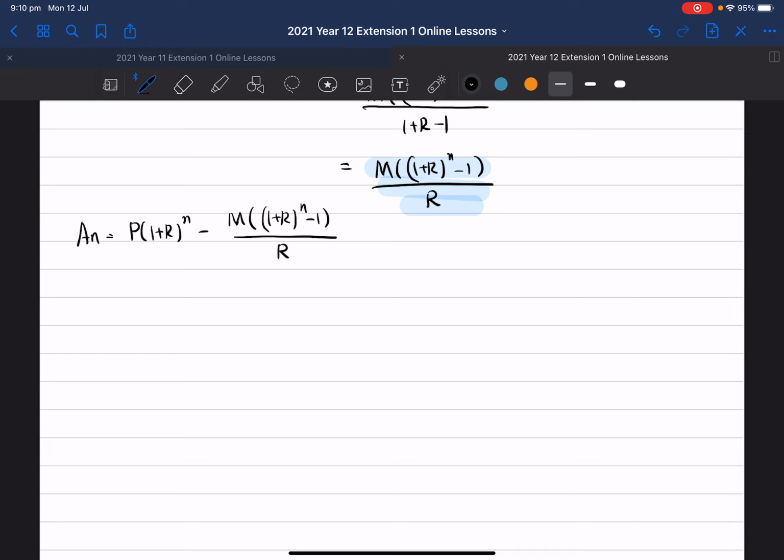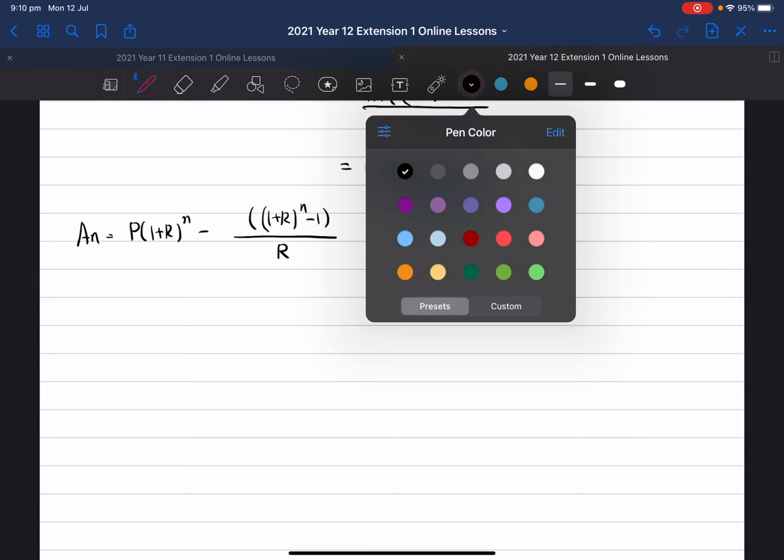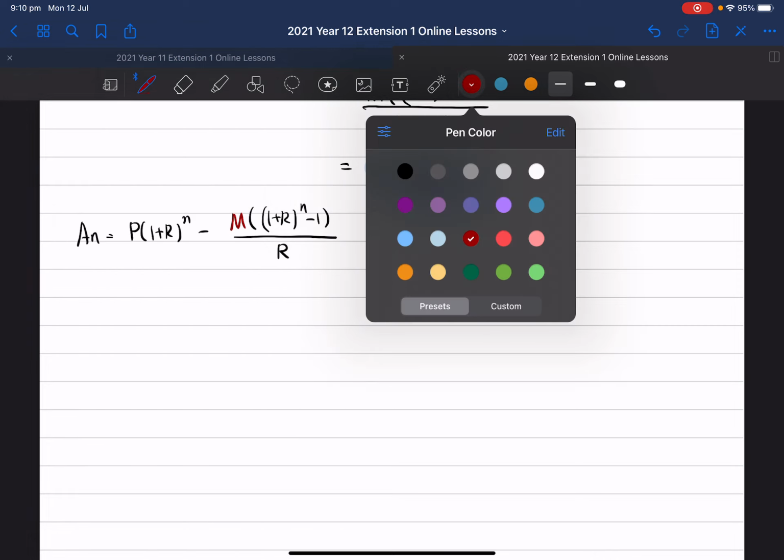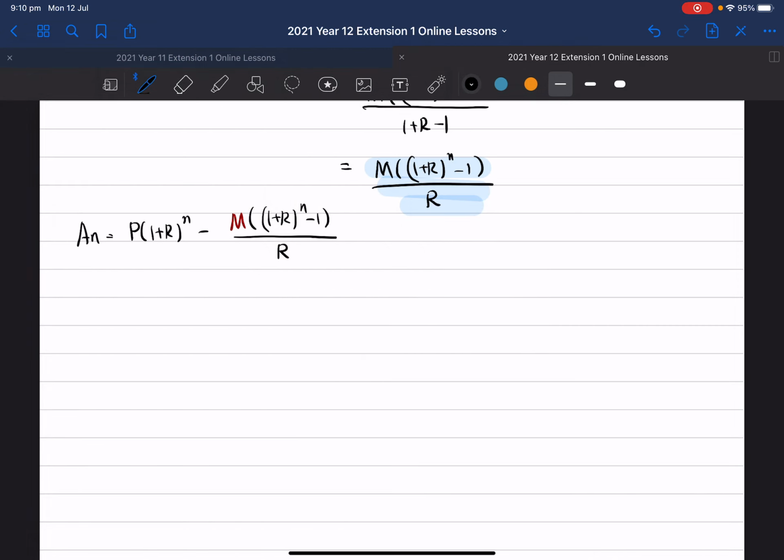We need to find out what M equals to. All right, so I'm just using a different color for M so you know what we are solving for is M, the monthly repayment. Okay, so let's have a look. Now, what we need to do is we need to let An equal to 0. All right, remember I need to repay everything. The principal I have here is 1 million. That's how much I borrowed. The current interest rate for my memory is 4% per annum.